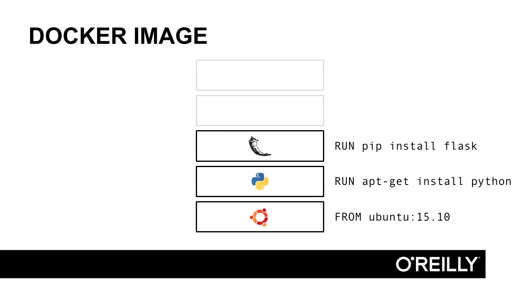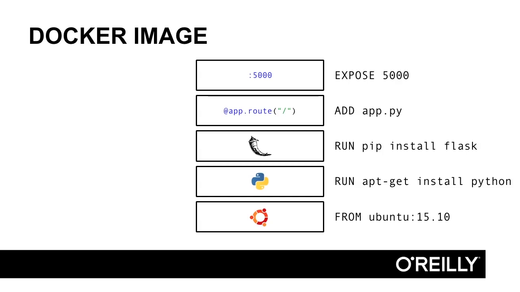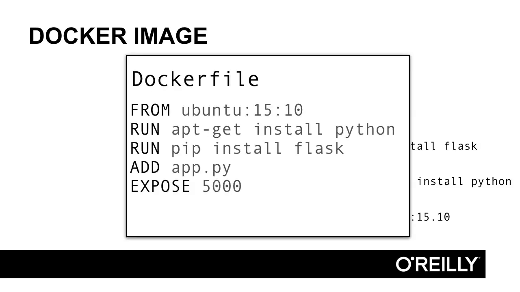The next thing we need is the Flask Python package. Once again, we can use the RUN instruction to install Flask via pip, Python's package manager. Next, we add our own source code from our machine to the image using the ADD instruction. We can then expose our HTTP API to the Docker host using the EXPOSE instruction. Our Dockerfile ends up looking something like this.